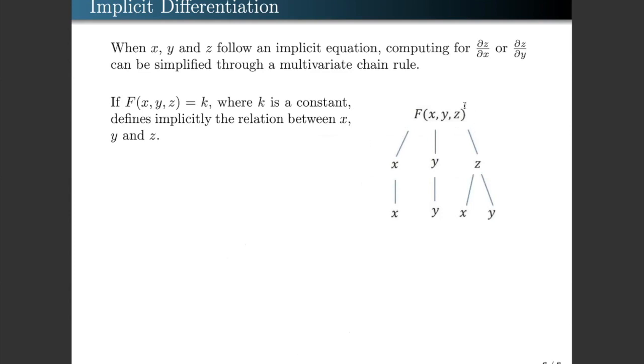Right. So these are tree of dependency. So we have f of x, y, z on top. So it depends on 3 variables, x, y, and z. X just depends on x. It doesn't depend on y. So that's why there's only one branch here.